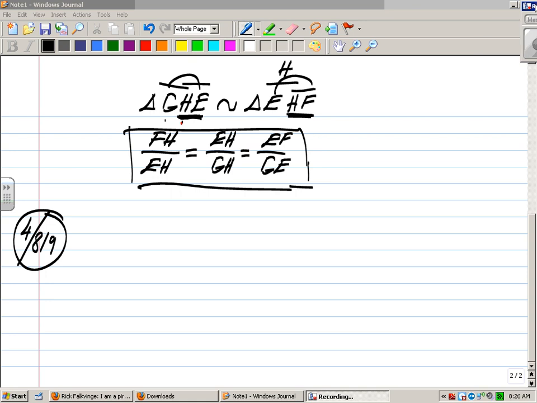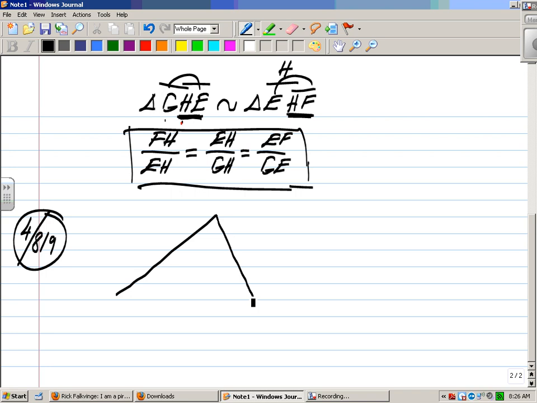Alright, and this problem says find the value of the variable. Okay? Problem number 4. I have triangle QNP or QPN. That's QNP. They're telling me that N is a 90-degree angle.